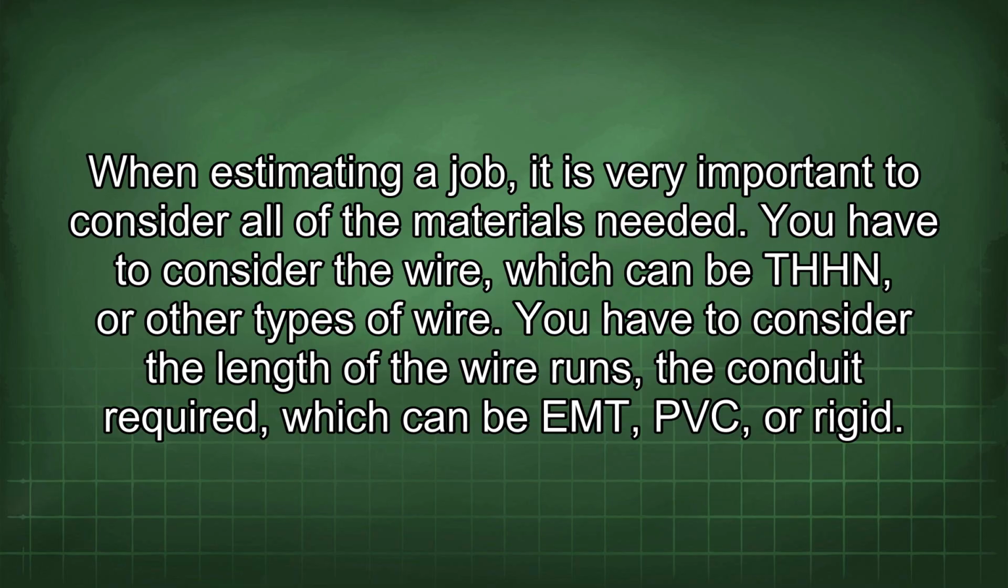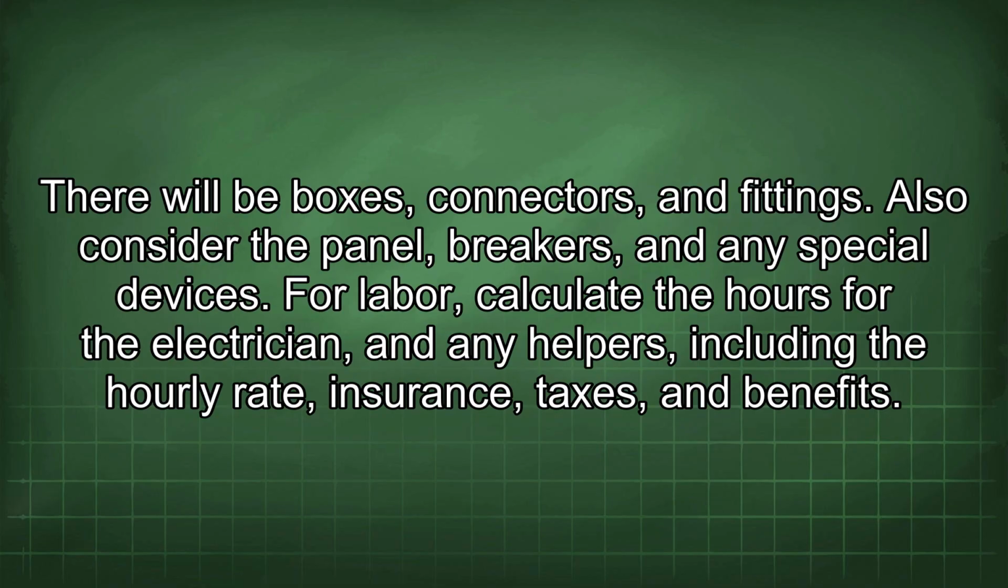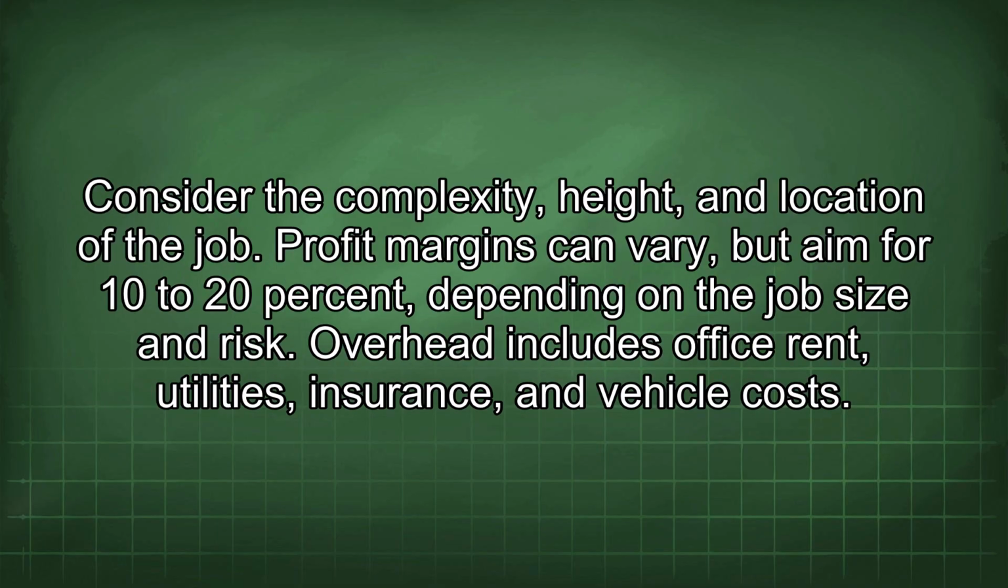You have to consider the wire, which can be THHN or other types of wire. You have to consider the length of the wire runs, the conduit required, which can be EMT, PVC, or rigid. There will be boxes, connectors, and fittings. Also consider the panel, breakers, and any special devices. For labor, calculate the hours for the electrician and any helpers, including the hourly rate, insurance, taxes, and benefits. Consider the complexity, height, and location of the job.